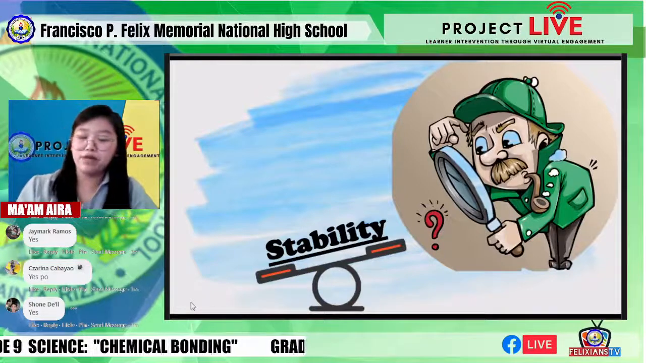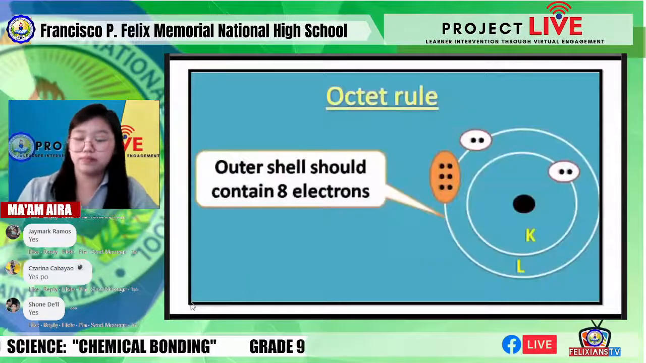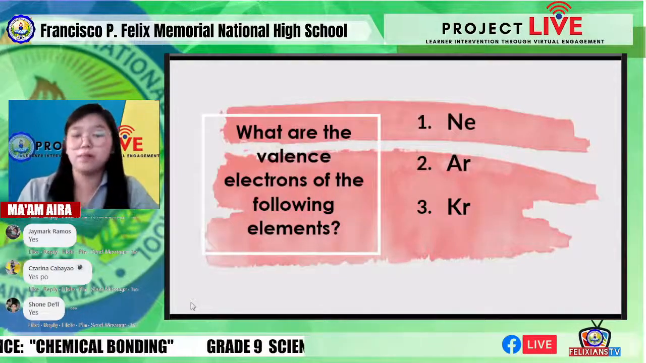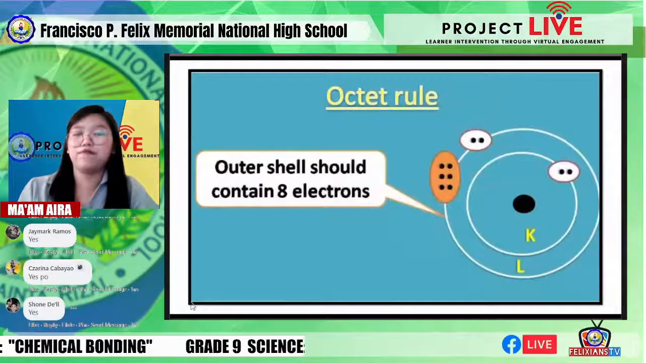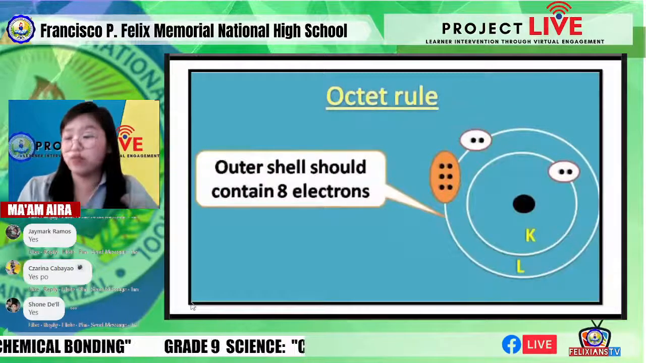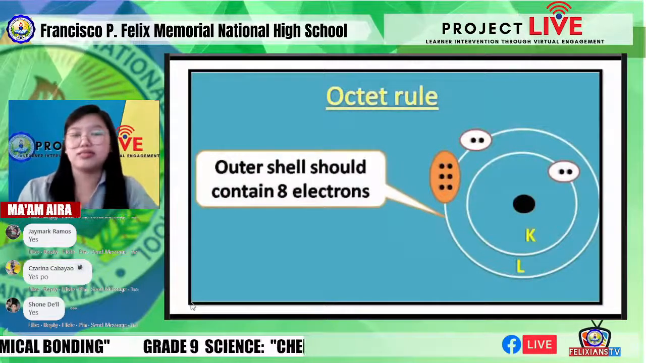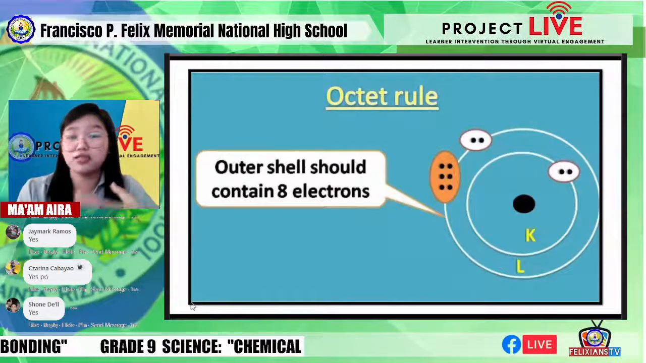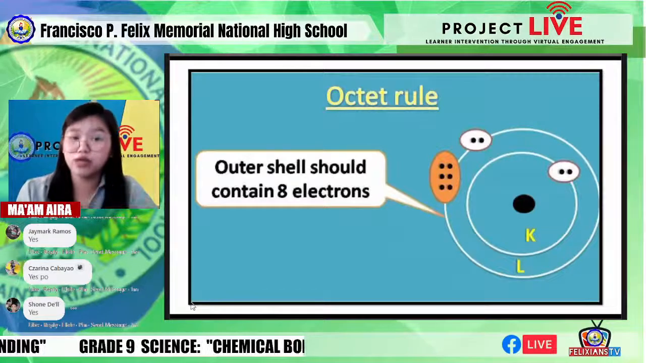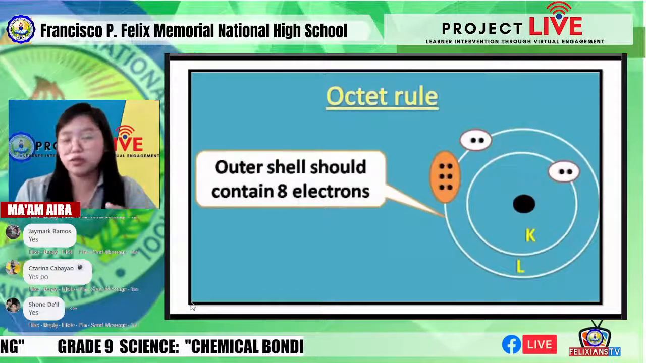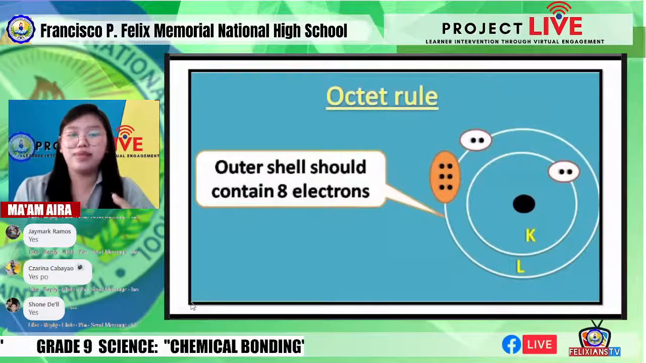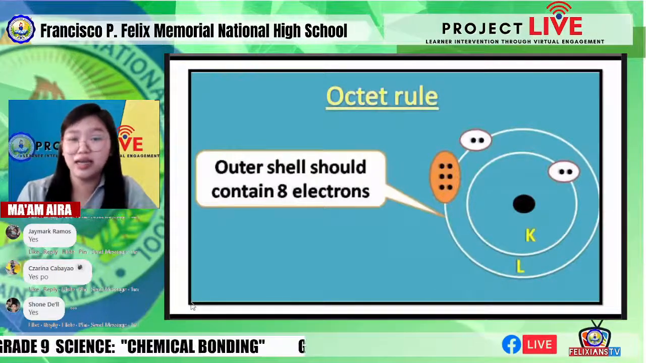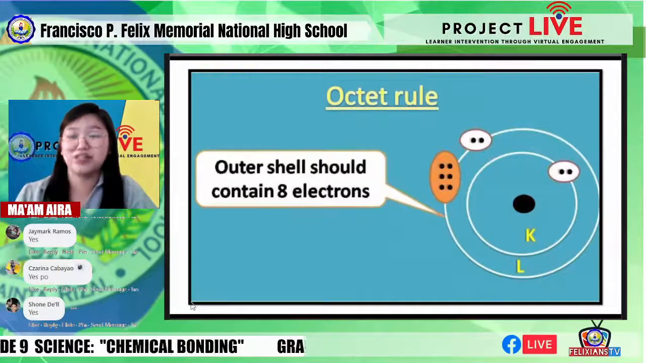Okay? I have here a simple activity. This is for you to answer. But before we proceed, if an element is following this 8 valence electron possession, it is considering the octet rule. So, sinusunod niya yung rule na to. Ang sinasabi sa octet rule, electrons should be 8. Dapat 8 yung electrons sa valence shell ng isang element para maging stable siya.